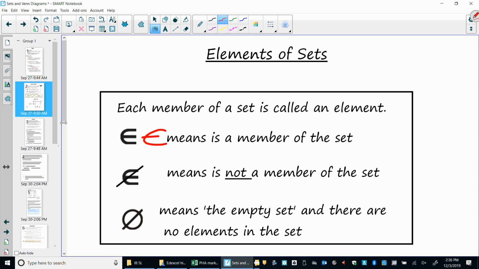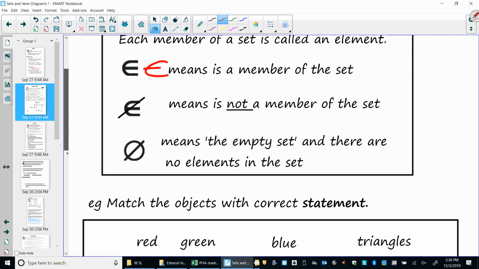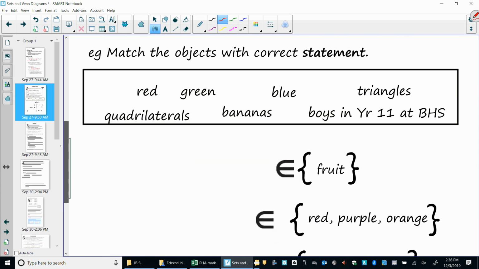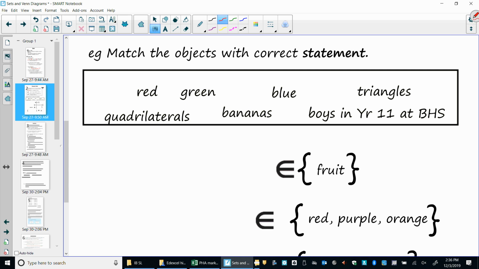What do I mean by all of those things? Looking at these as examples, if I were to match the things with the correct statement, I need to say that something is a member of fruit. Of this list here, which of those would be the member or an element of the group or set fruit? Bananas. So bananas would be an element of the set fruit.